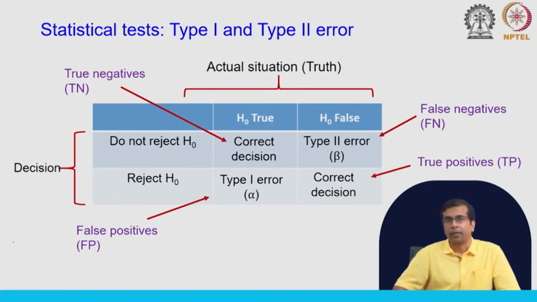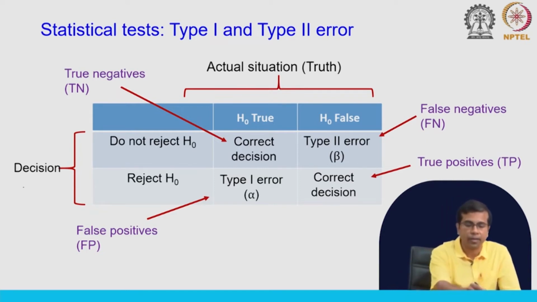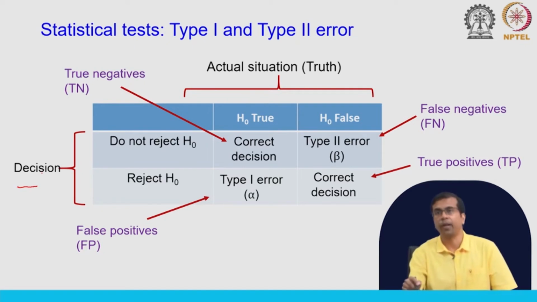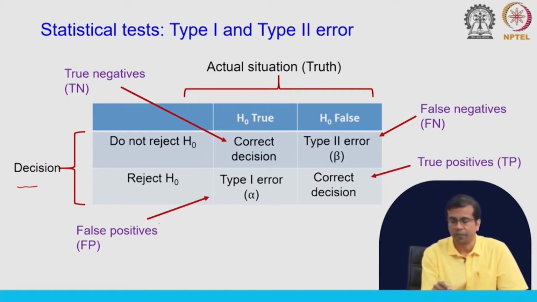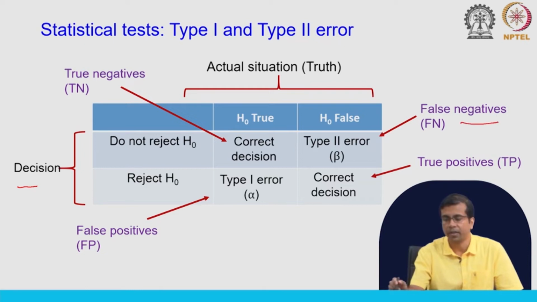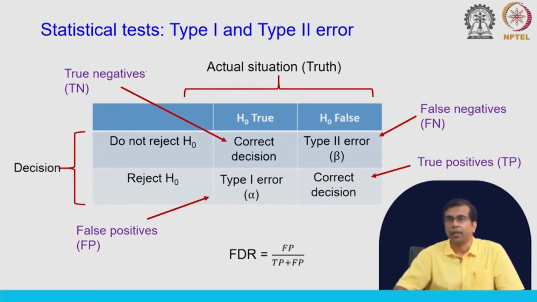So, coming back to the statistical test where we talked about type 1 and type 2 error, just to remind you, right, we have the actual situation or the truth, and then you have the statistical decision on the other side, and we have also defined the false positives, which are the type 1 error, then we have the false negatives, and of course, we have the true positives and the true negatives, right. So, the false discovery rate relates to these false positives and true positives, and is defined as the number of false positives divided by the true positives plus false positives.